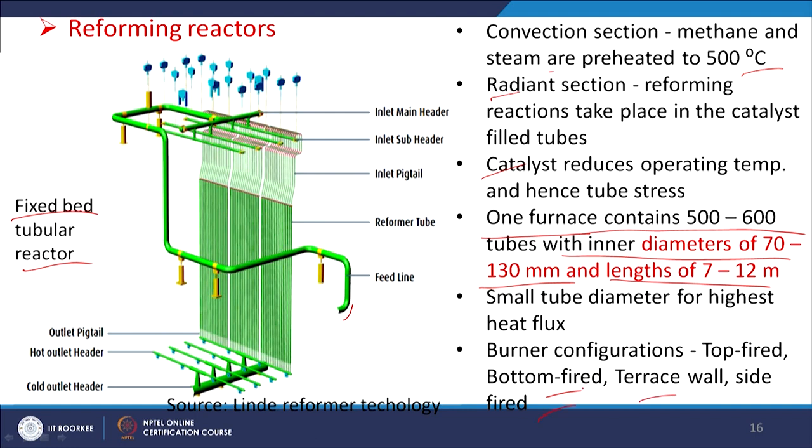So, the feed can be at the top, bottom or side of the wall, anywhere it can be done. Then we are coming to microchannel reactor. These are the latest developments on this reactor part. If we use the microchannel, then the performance or economics of the process can be improved, because it reduces the mass and heat transfer limitation.